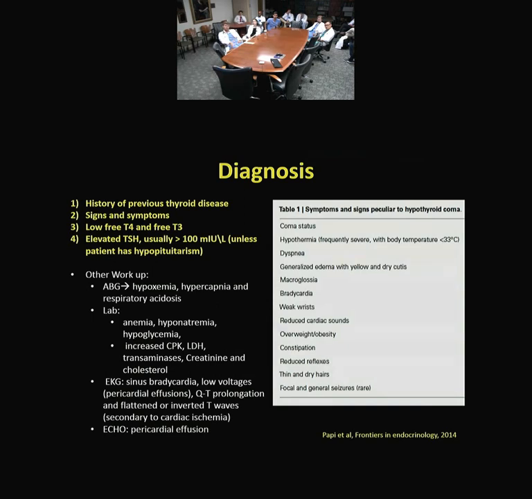They'll have low free T3 and free T4, and the TSH is usually more than 100, unless the patient has a pituitary issue. And in that case, the TSH is not helpful, right? For the workup, you check an ABG and some labs. They'll be anemic, hyponatremic, hypoglycemic. They'll have increased liver enzymes, creatinine, and cholesterol. Check an EKG. Make sure the QT is not prolonged, make sure they don't have inverted T waves, and they may have a pericardial effusion.